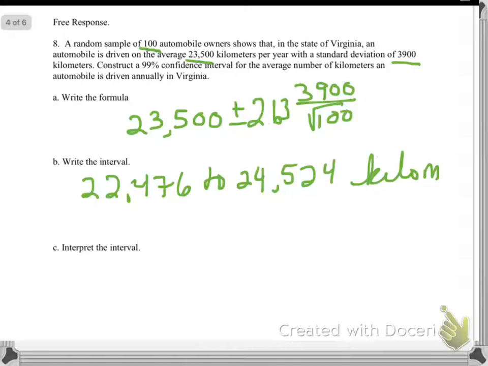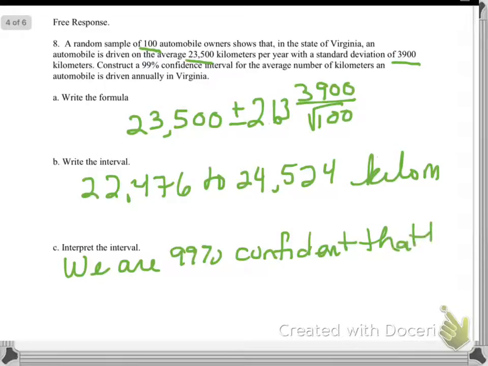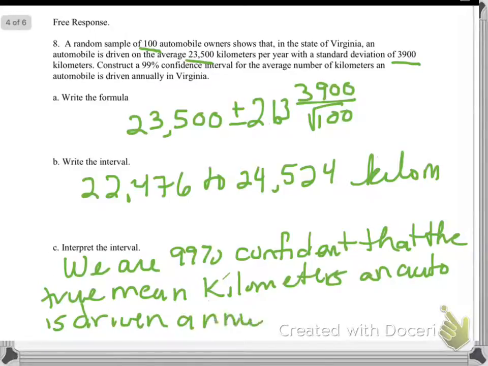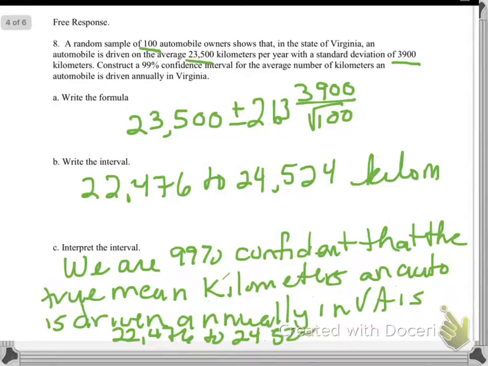Okay, so I found my interval, and so now I'm going to write out my interpretation. We are 99% confident that the true mean kilometers an automobile is driven annually in Virginia is 22,476 to 24,524 kilometers. All right, I think you guys are really good at that.